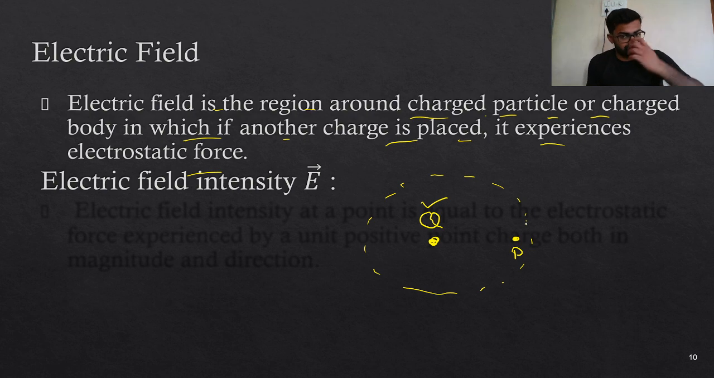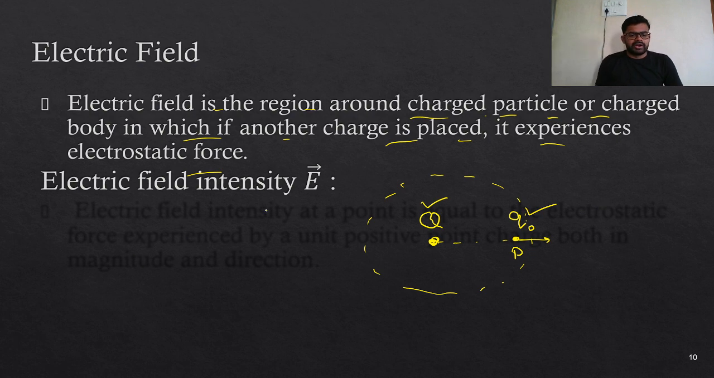Capital Q is the source charge. After that, I am bringing a small charge Q naught. So it will experience a force. This Q naught is called the test charge.